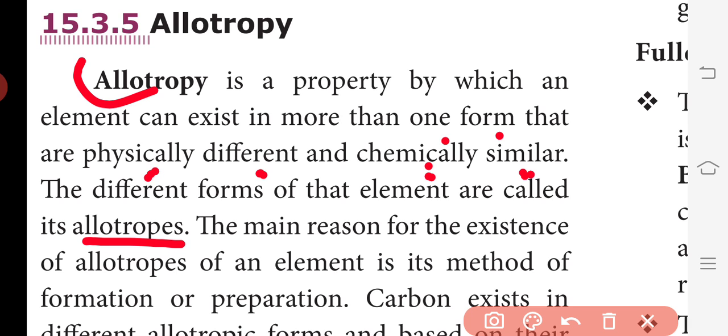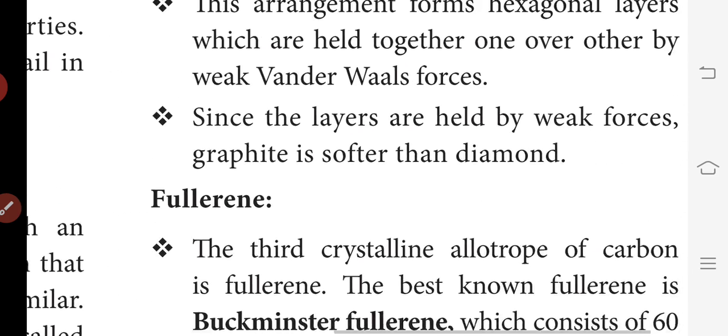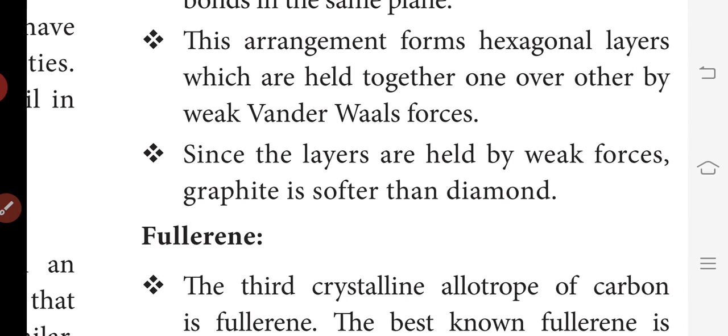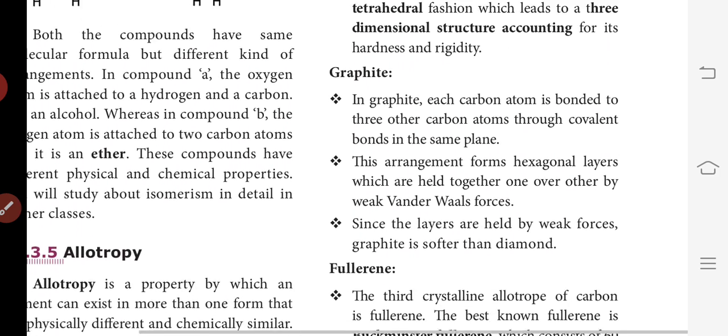The main reason for the existence of allotropes of an element is its method of formation or preparation. When the preparation method changes, or the formation of the compound gets changed due to any physical or chemical properties, then a new form of compound is formed, called allotropes. Carbon exists in different allotropic forms and based on their physical nature, they are classified as diamond, graphite and fullerene.